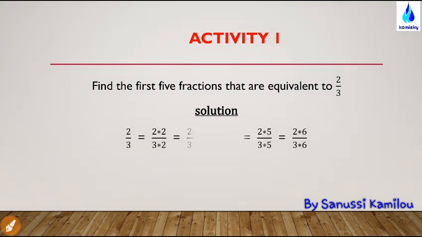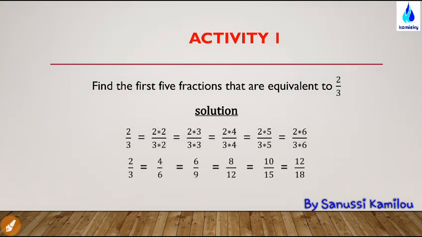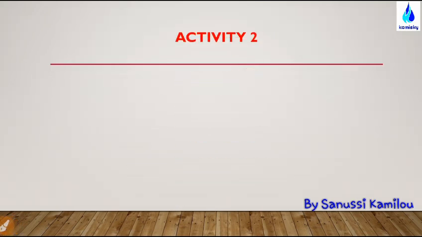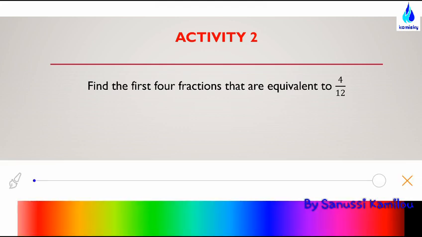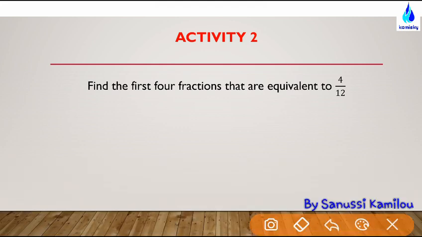Here's what we just did. Okay, now let's look at activity number 2. Activity number 2 is saying that we should find the first 4 fractions that are equivalent to 4 out of 12. This one is different from what we did right now.